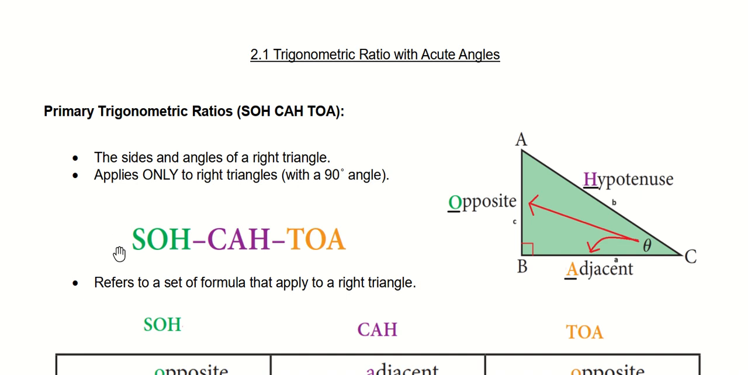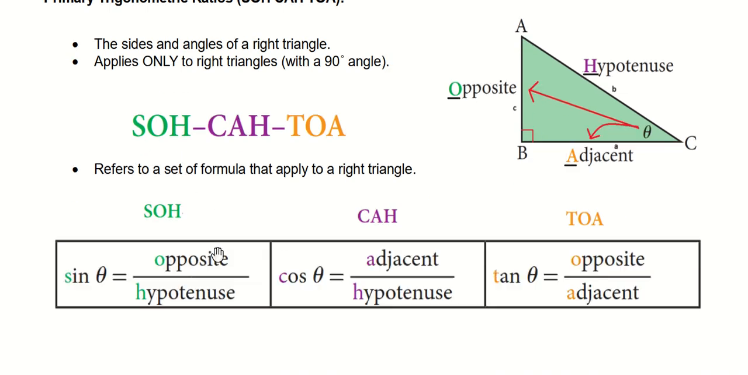Now we have this very famous formula called SOHCAHTOA. If you say it really fast, it sounds like a chant. That's an easy way to remember it, just chant the word itself. It refers to these formulas: sine is opposite over hypotenuse, cos is adjacent over hypotenuse, and tan is opposite over adjacent. So SOHCAHTOA is just an abbreviation for this set of formulas.